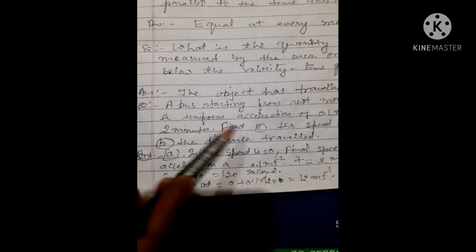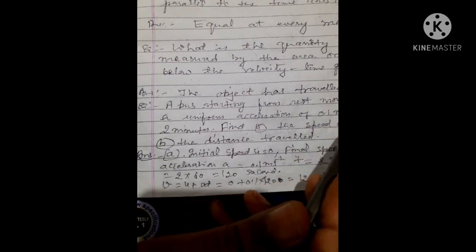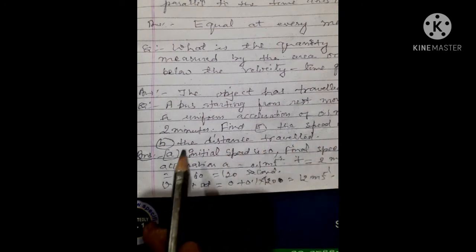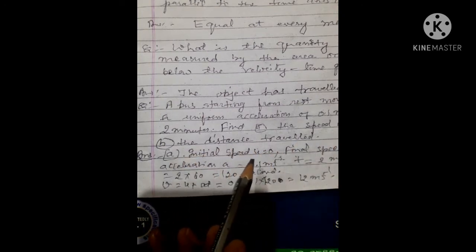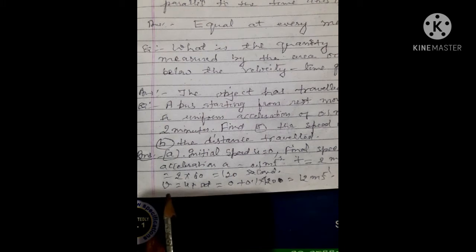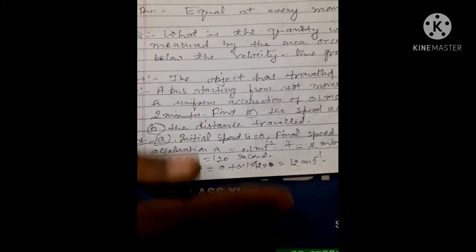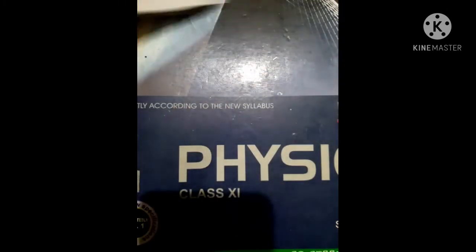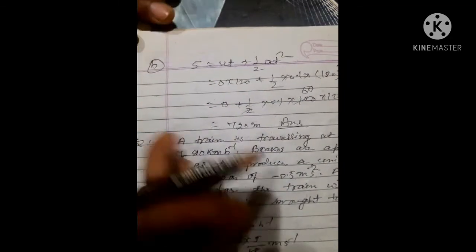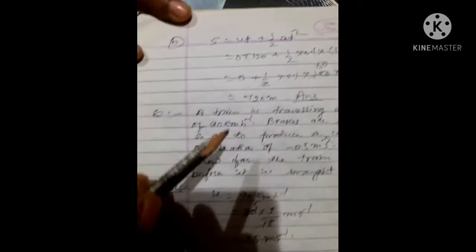A bus starting from rest moves with a uniform acceleration of 0.1 meter per second square for 2 minutes. Find the speed acquired and the distance traveled. Here, because the object is starting from rest, initial speed u is equal to 0. Final speed is not given, so using the formula v is equal to u plus at, you can get the answer. Also, distance s is equal to ut plus half at square. Putting values, you may get the answer.